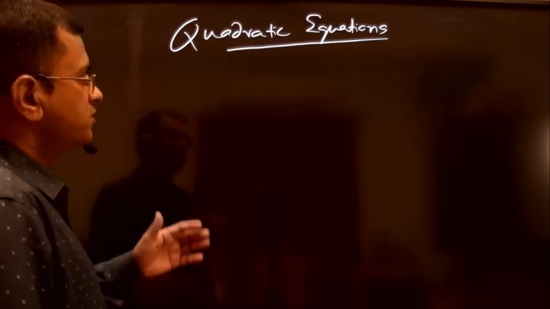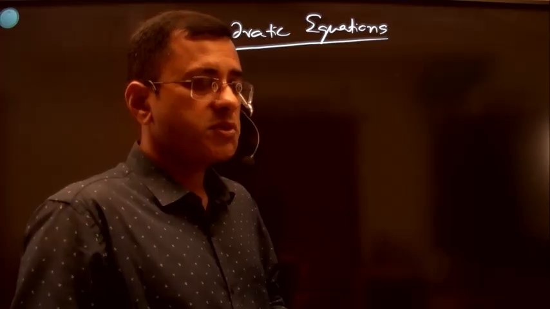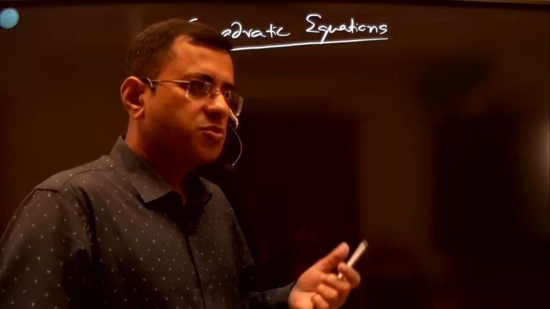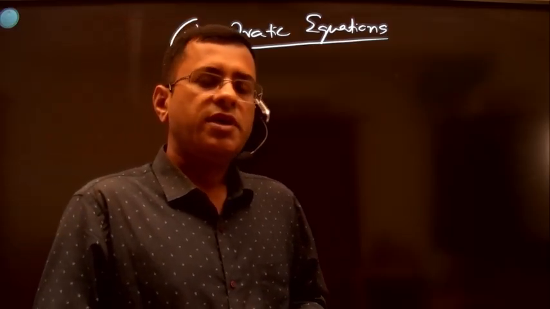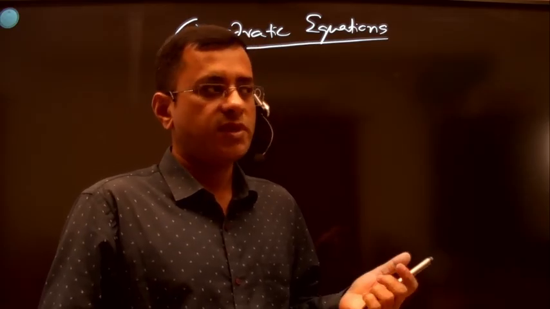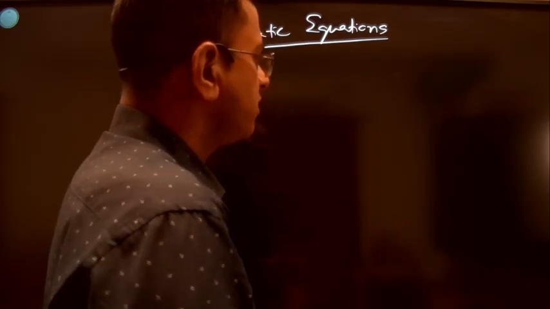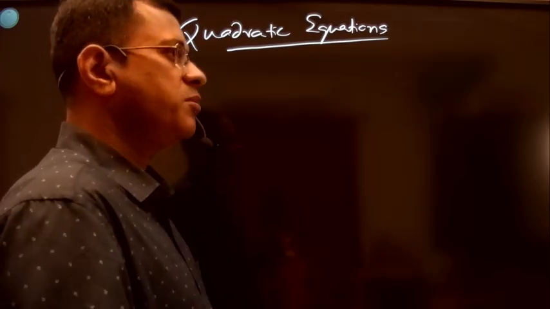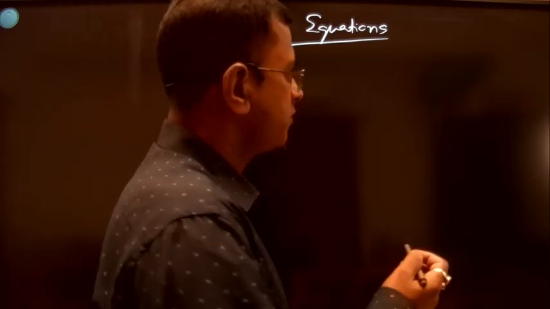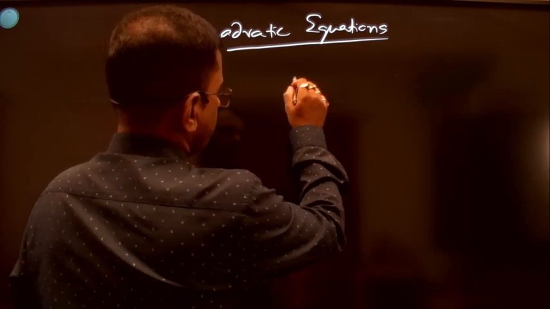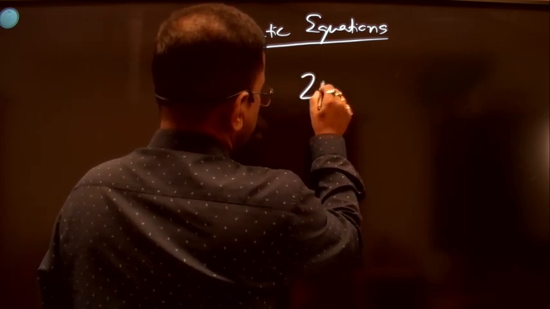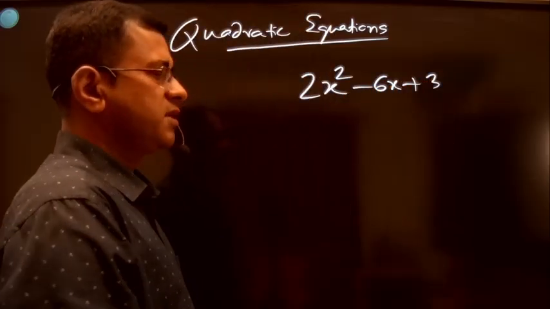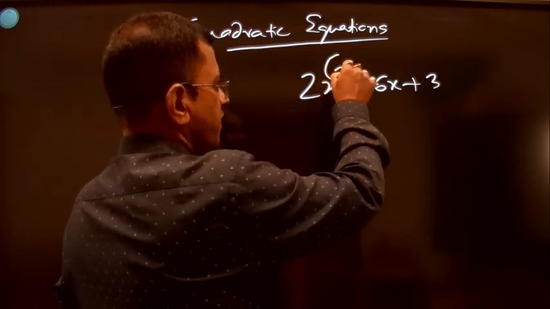Before coming to quadratic equations, what is a quadratic polynomial? We know the highest power on the variable is called the degree of the polynomial. If the highest power on a variable is 2, then it is a quadratic polynomial. Let us consider a quadratic polynomial, that is 2x square minus 6x plus 3. This is a quadratic polynomial because the highest power is 2.